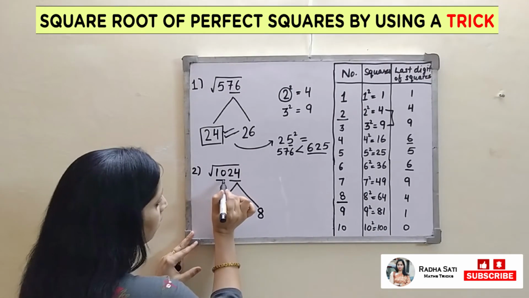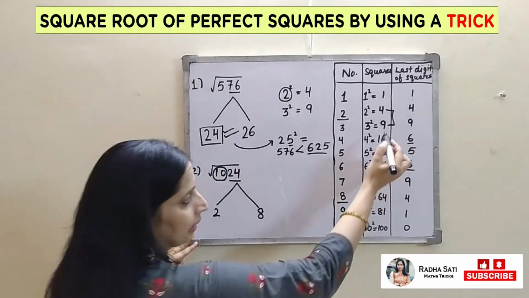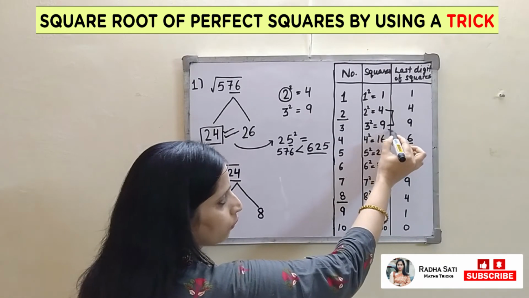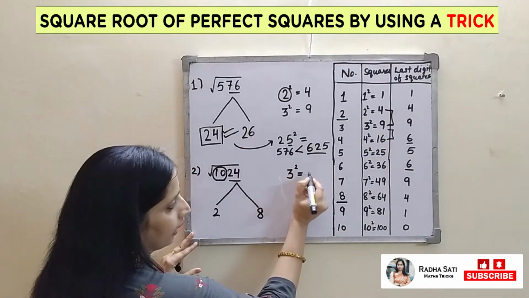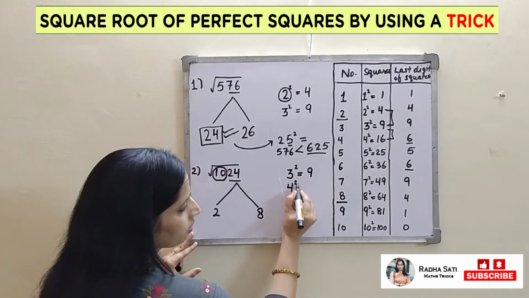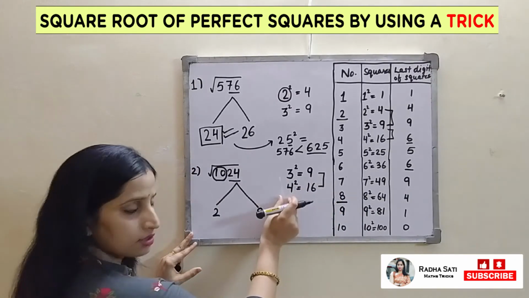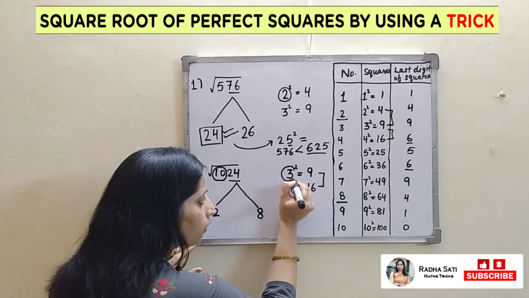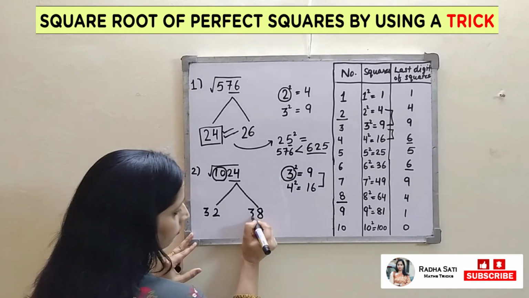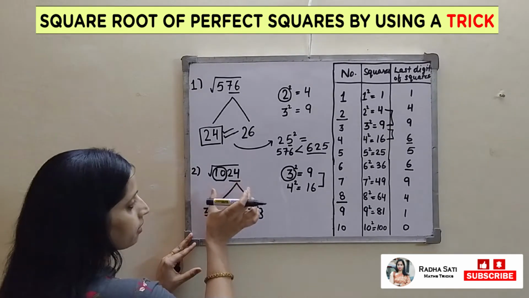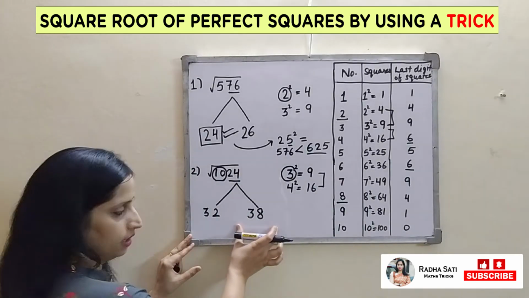Okay. Now we will check this number 10. So we can see that 10 lies between the square of 3 and 4. Square of 3 is 9 and square of 4 is 16. So 10 lies between these two numbers, and we will always take the smaller one. So we will write 3 here and 3 here. So this means the square root of 1024 will be either 32 or 38.